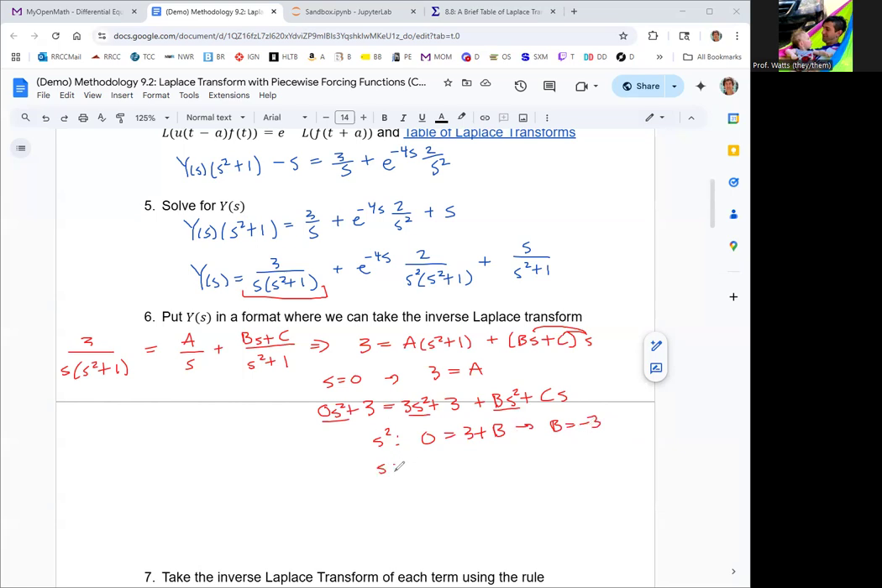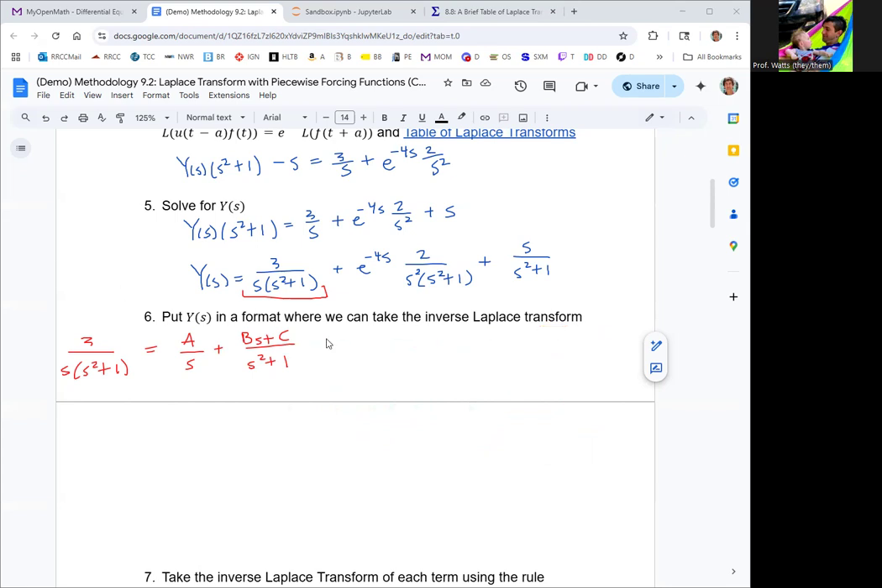For the regular linear terms, again, there's a 0 there. 0 equals c, and that tells you that c equals 0. And then the others should match up too. 3 equals 3. All right, so we have our values for a, b, and c, where a was 3, and then b was -3, and c was 0.